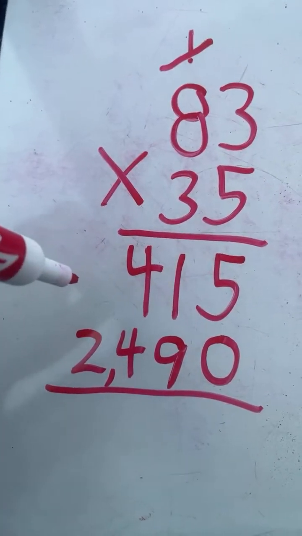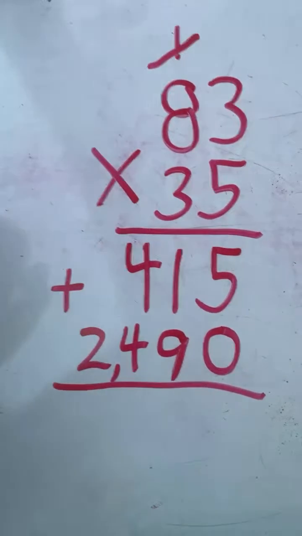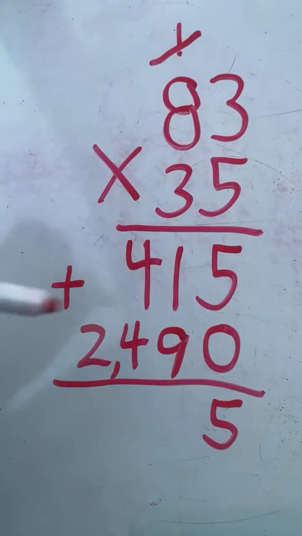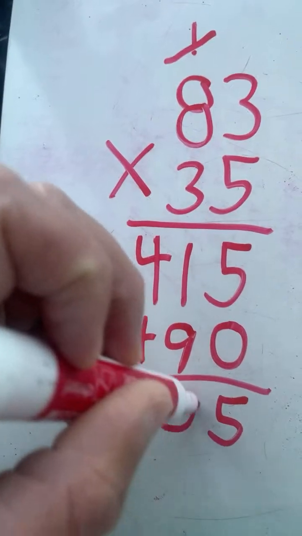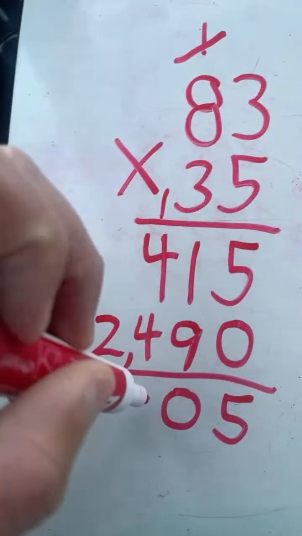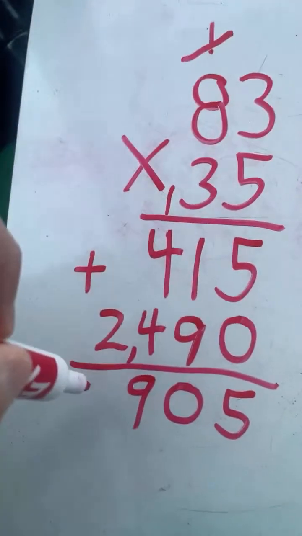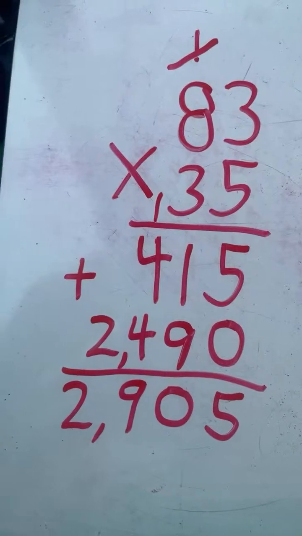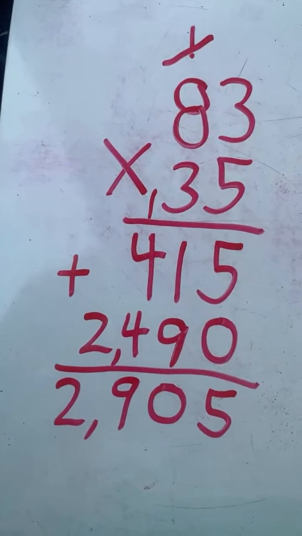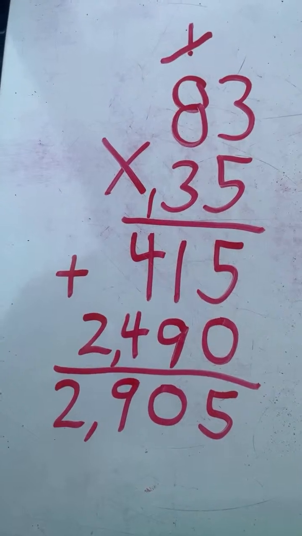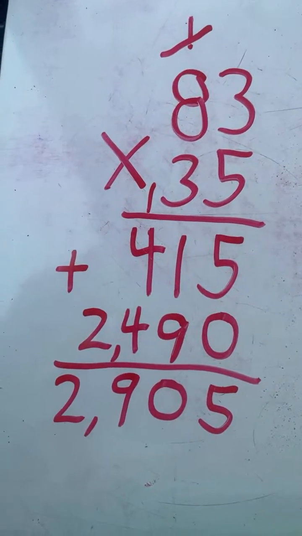But to get our final answer, we have to add these two numbers together. 5 plus 0 equals 5. 1 plus 9 equals 10. 0, carry the 1. 4 plus 4 equals 8, plus 1 equals 9. 0 plus 2 equals 2. And we have our final answer. 83 times 35 equals 2,905.